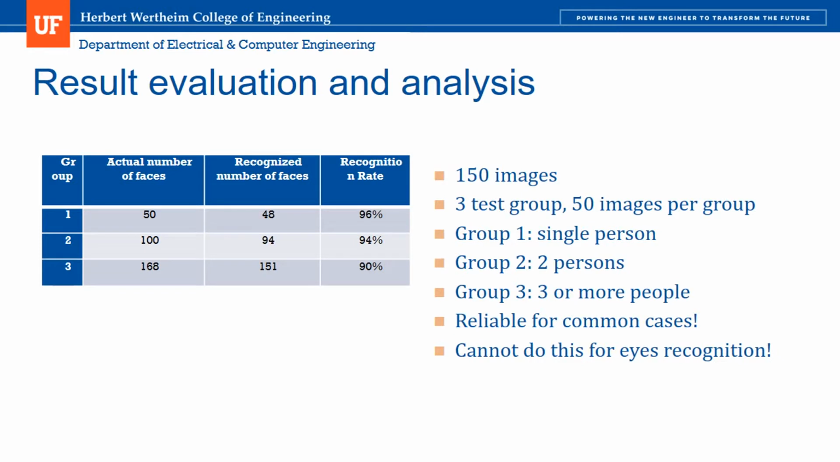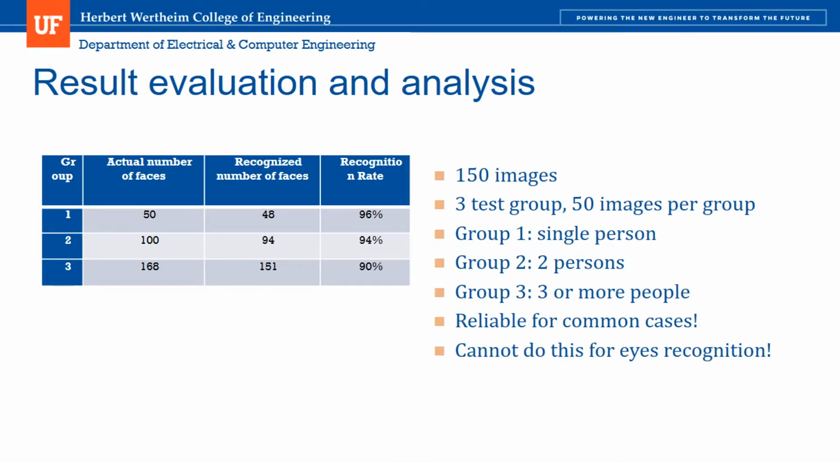For the first group, all the images contain only one person with a front face, so the actual number of faces is 50. The only 2 misses of the recognition are due to blur of the face in the images. For the second group, all test images contain 2 people, and 94 of them are correctly recognized. Each image in group 3 has 3 or more people in it. Because some faces in the images are too small to be recognized or the color is too dark, the recognition rate is only 90%.